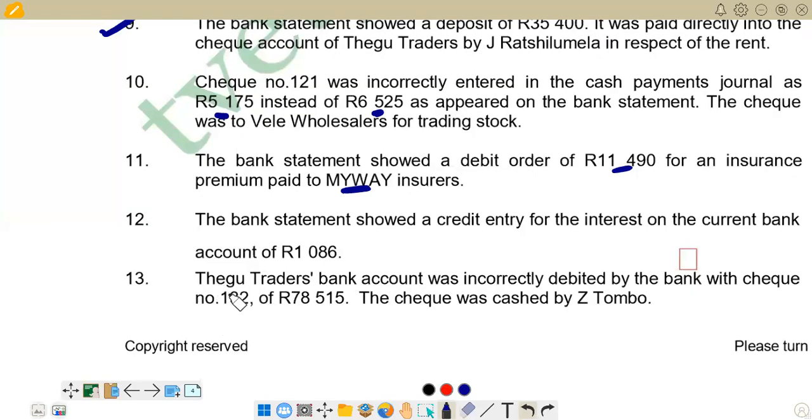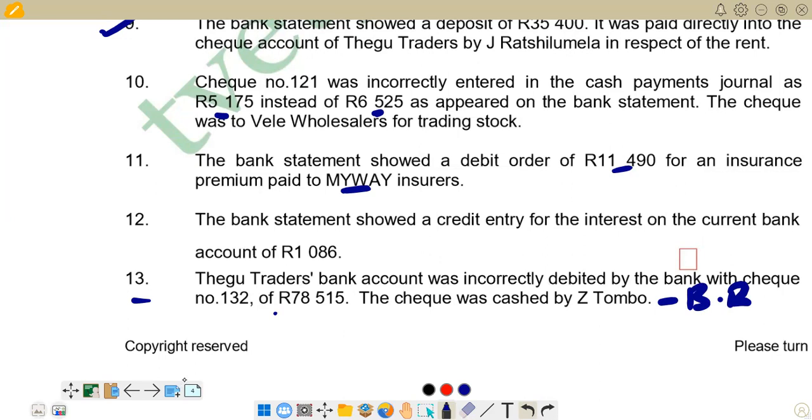So the last item that we have is item 13. Tego Traders bank account was incorrectly debited by the bank with check number 132 of 78,515 rands. The check was cashed by Z Tombo. So what does it mean? It means this transaction is a mistake that has happened at the bank. It didn't pass through the business, so it's not there in the ledger, in the journals. So we are not going to adjust in the journals, that is cash receipts and cash payments. We are only going to adjust it in the bank reconciliation. So this is the last one.